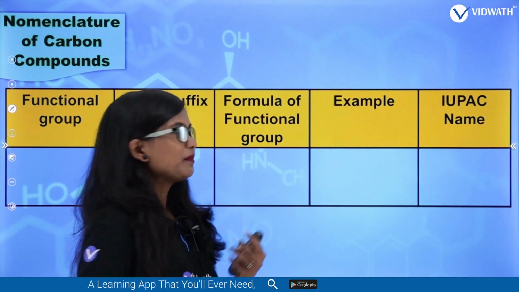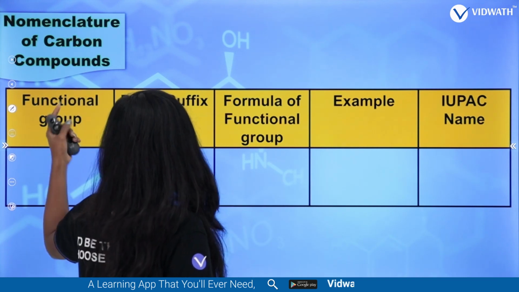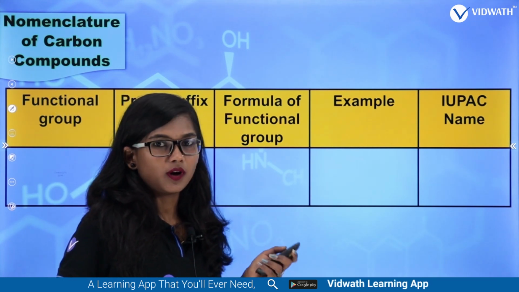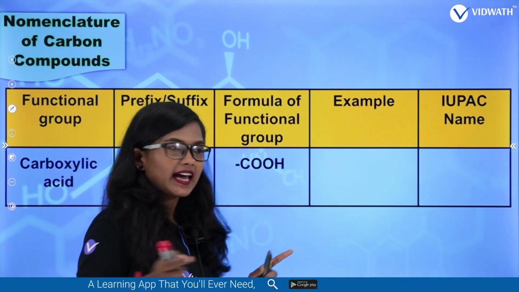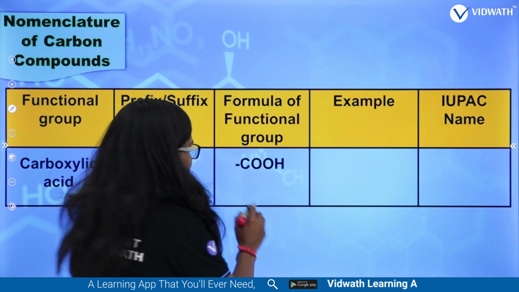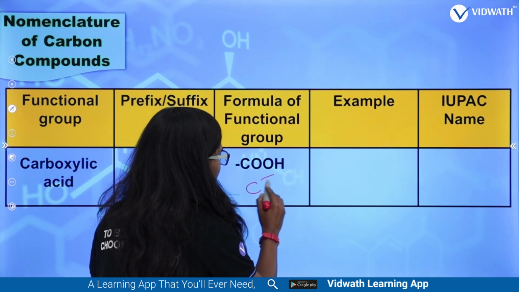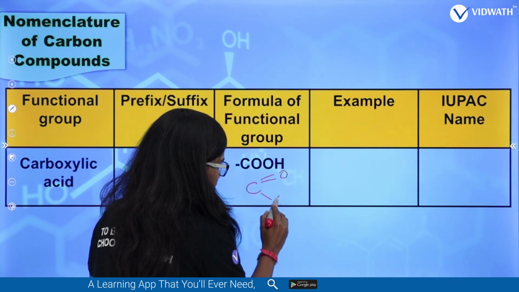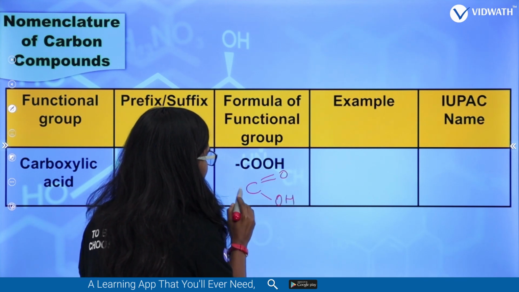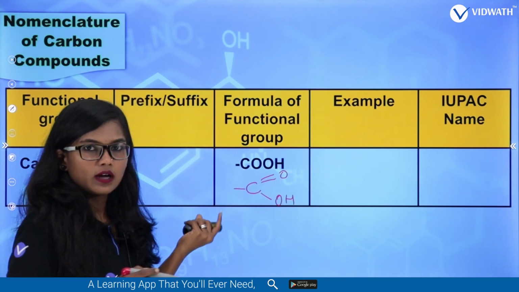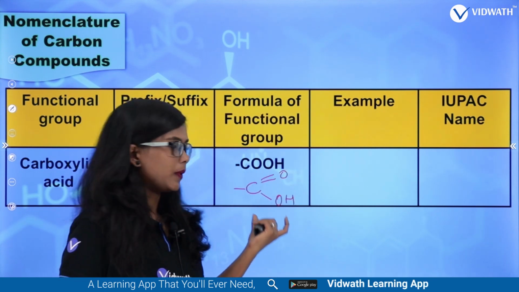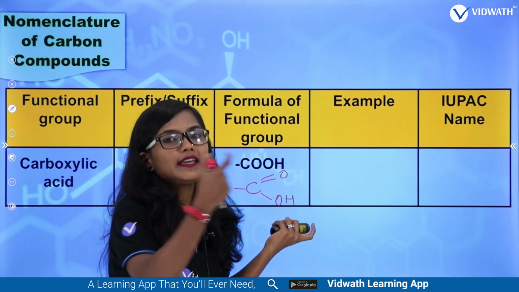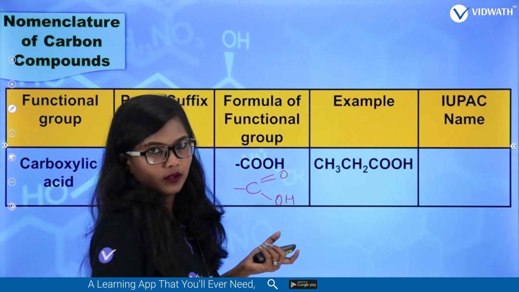So now let us see the nomenclature if the functional group is carboxylic acid. The formula of the carboxylic acid functional group is COOH, that is C double bond O OH. This functional group will be bonding with the hydrocarbon compound. Clear? So if a hydrocarbon compound contains this, how do we name that particular compound?